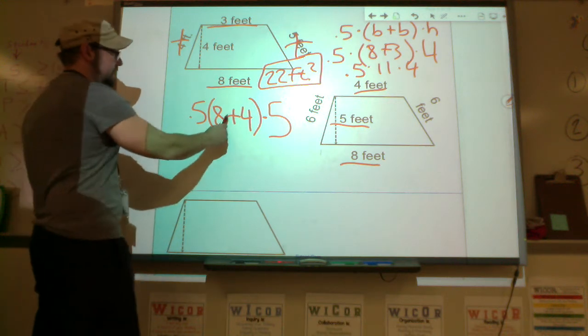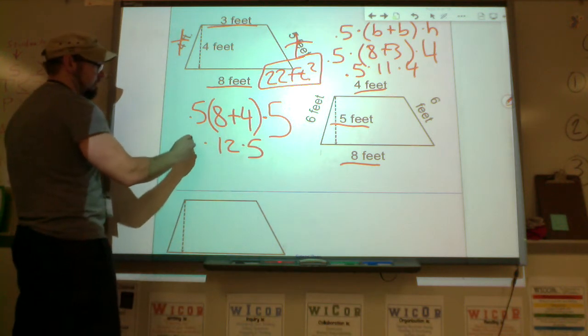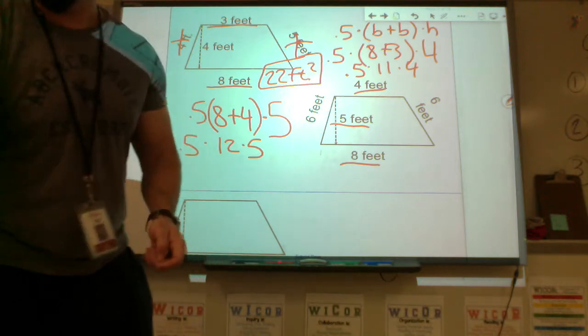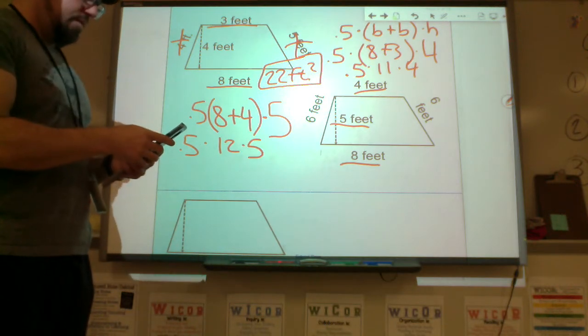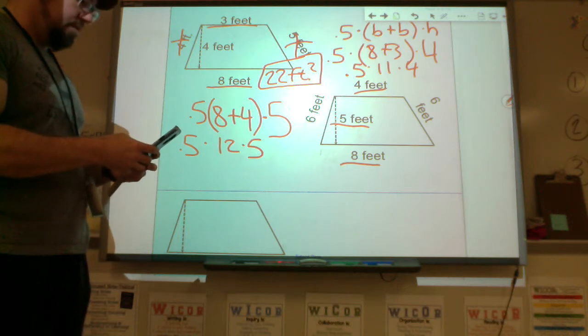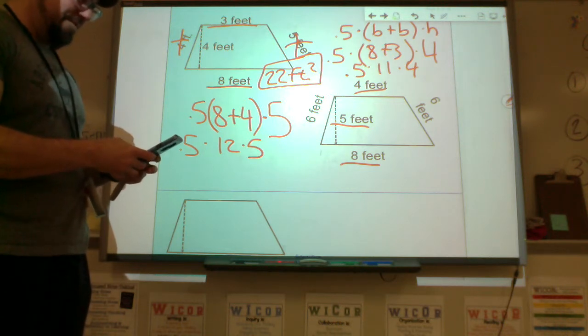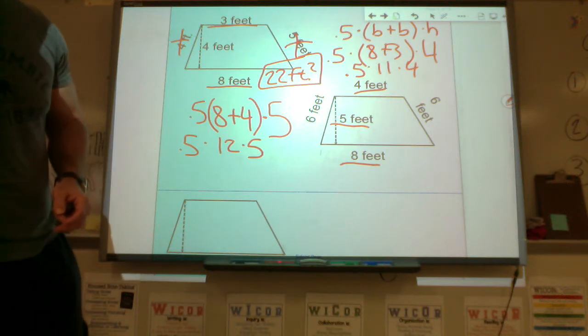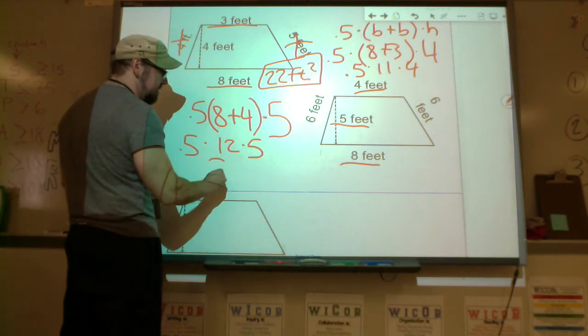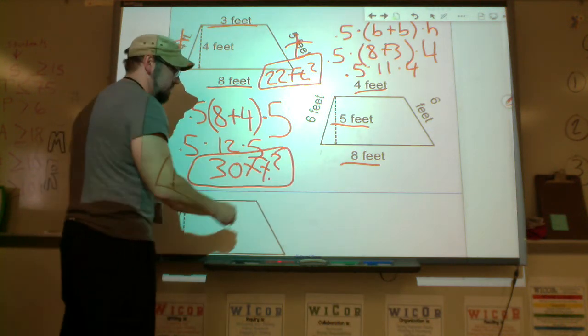Okay, and 12 times 5 times 0.5. Do that, and I get... I'm going to do it twice again. And $30. Right, so the area of this is 30 feet squared. Okay?